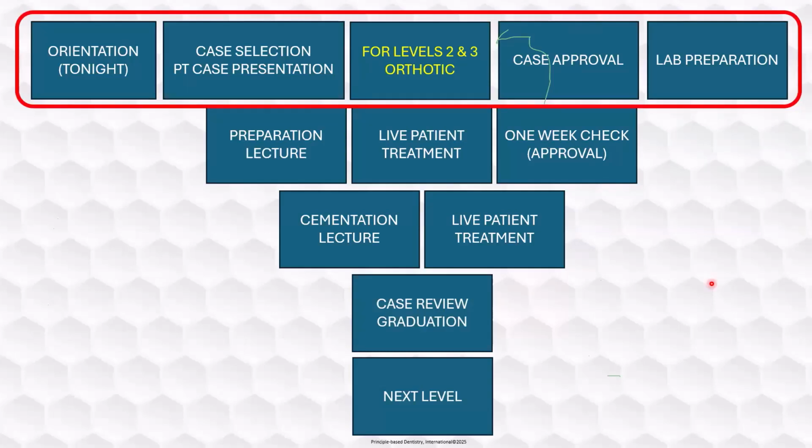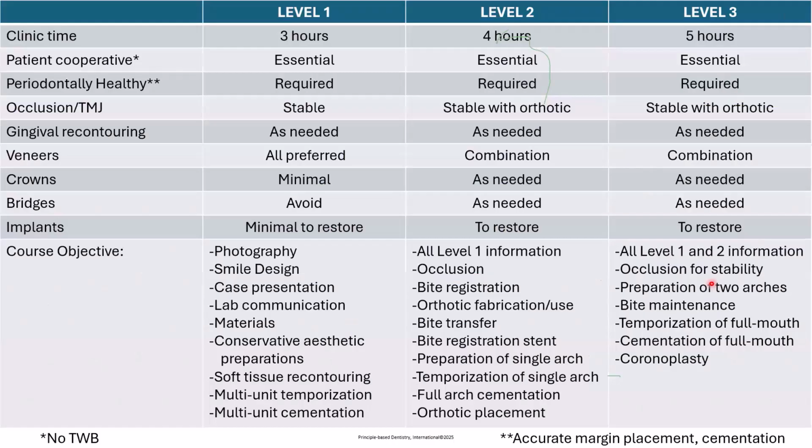So today I'm kind of focusing on the top part, just how to get through those first lines, everything up to that preparation lecture. So here we're talking about level 1, 2, and 3. So the differences: in level 1, usually we take 3 hours. Level 2 is 4 hours. And level 3, where we're doing both upper and lower arches, we take 5 hours.